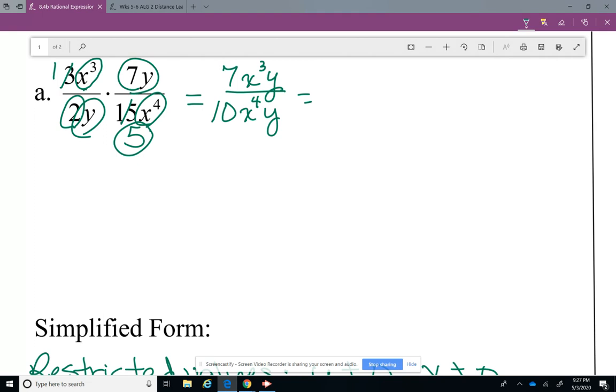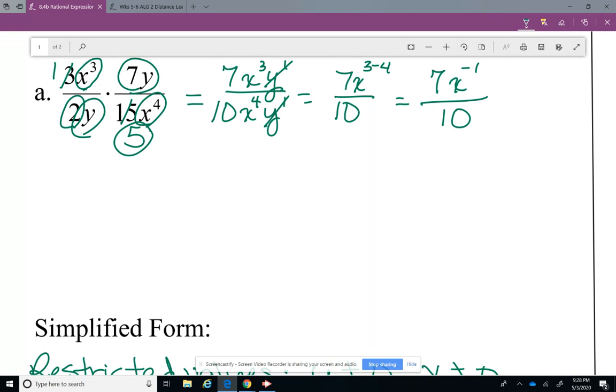Next thing we're going to do is 7 over 10. We're going to do x to the 3 minus the 4. And I'm just showing you this work. You could do 3 minus 4 in your head and just say, I know it's -1, and that's fine. I'm just helping you remember. And then 1 minus 1 is going to be 0. And when you think about it, both those y's cancel out. All right, so we're going to say that this is 7x to the -1 over 10.